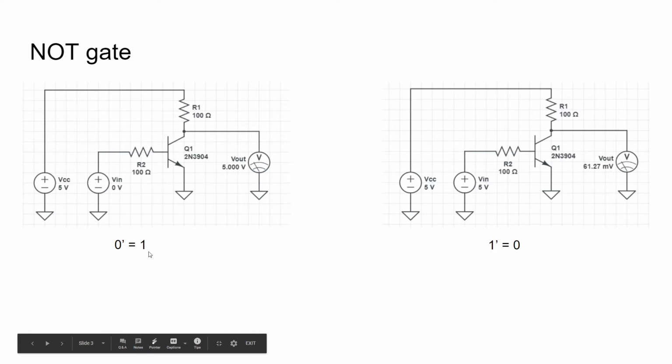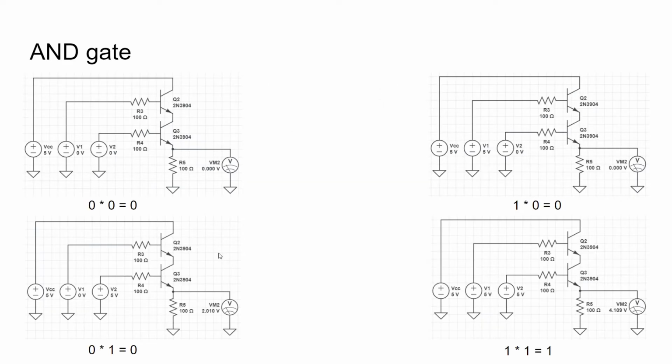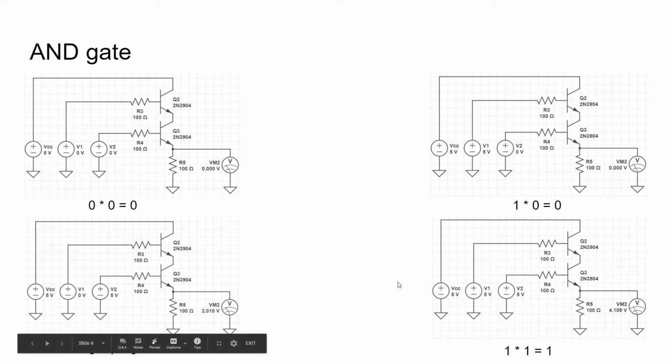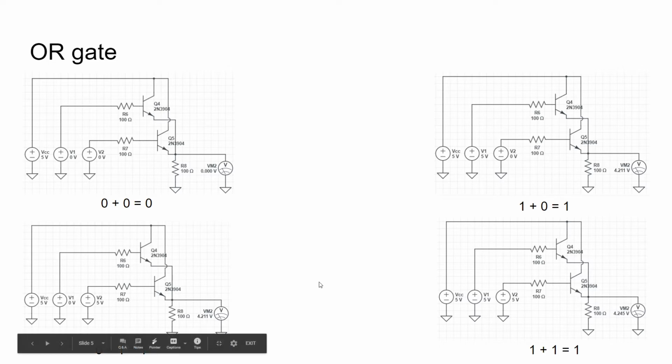For the NOT gate, you can see that with an input of low, we get a high, and with a high, we get a low. An AND gate only outputs high if both signals input are high. The OR gate will output high if any of the input signals are high, and we can see that here.